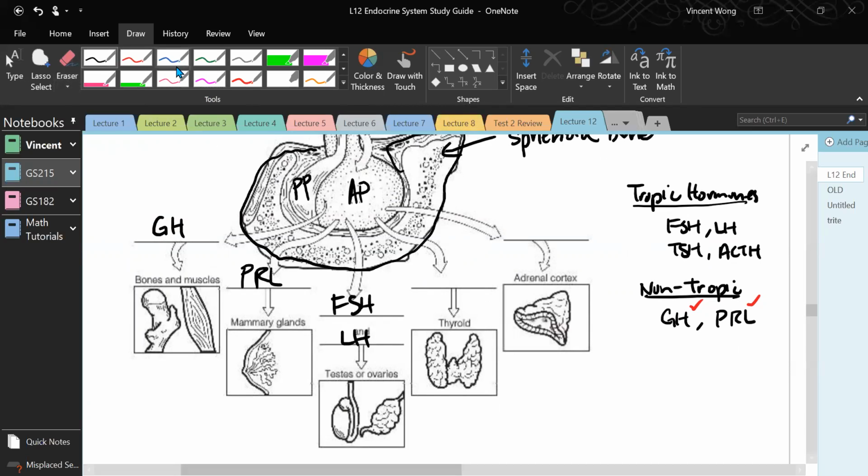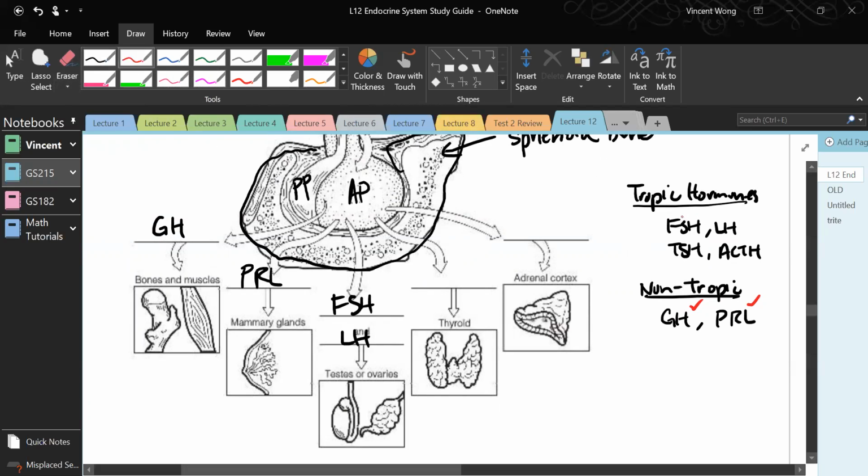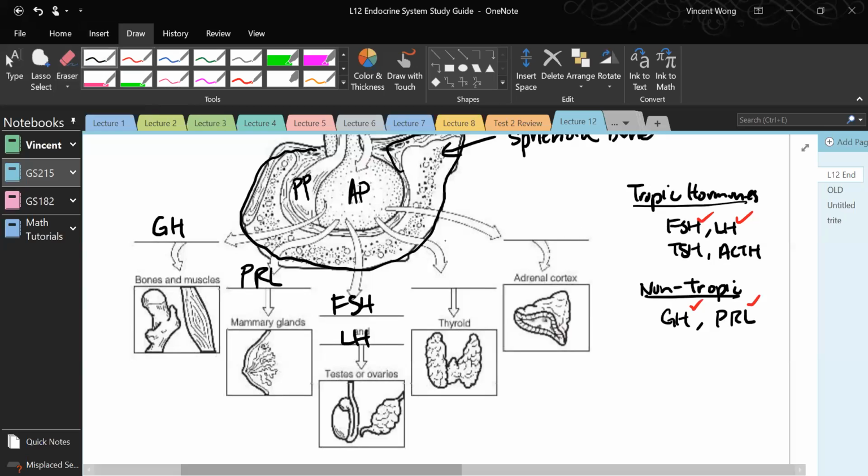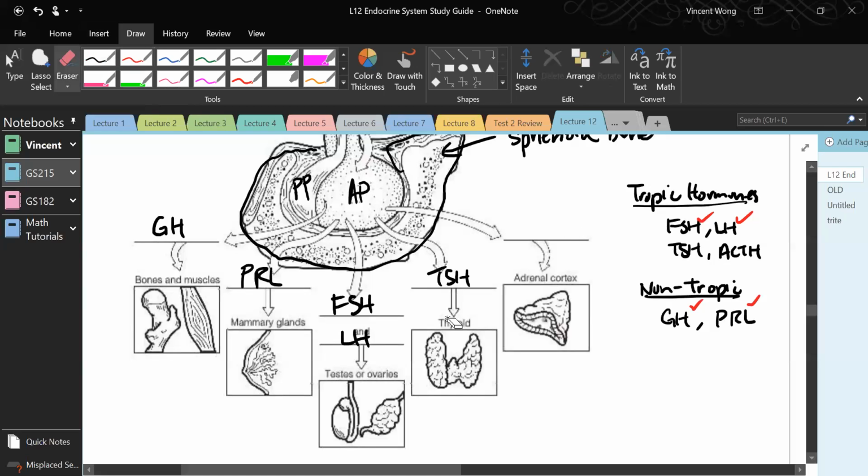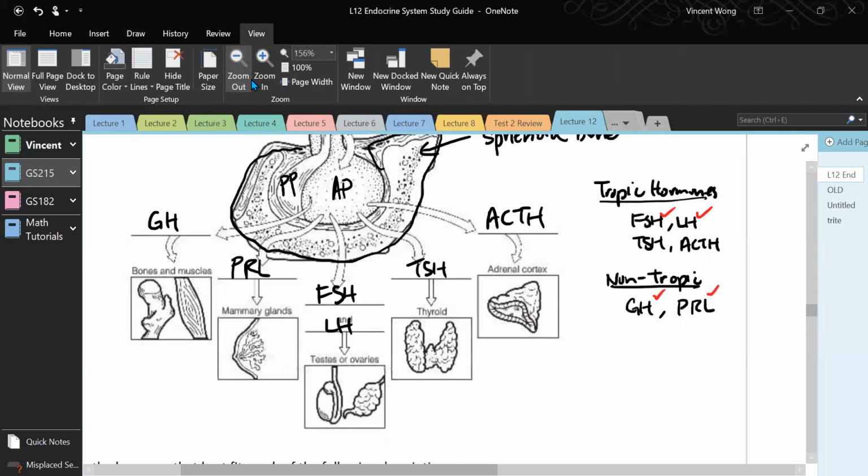Thyroid gland. Which of these targets the thyroid gland? We only have two more choices, right? TSH stands for thyroid stimulating hormone, so it will stimulate the thyroid. Very good. And finally, the ACTH will stimulate the adrenal cortex.